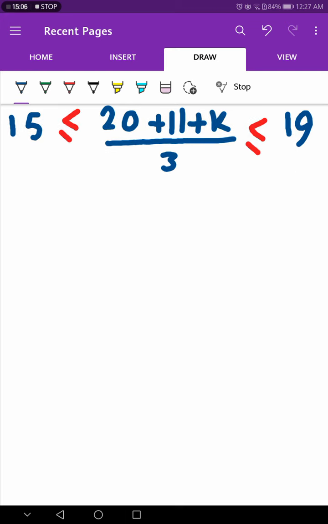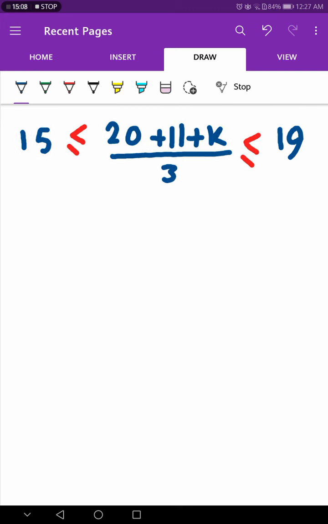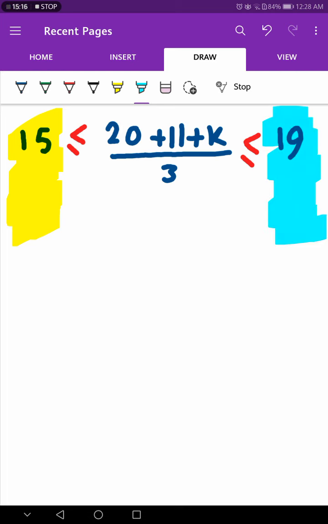Okay, my boys. Here, as you learned, you have a left side and a right side, and also you have the side in the middle. You have the side that contains the variable k, Mr. K. And your mission is to make the k alone. And how do you make it? Yes, you have to eliminate the 20, the 11, and the 3. But you have to start with the 3, my dear student.